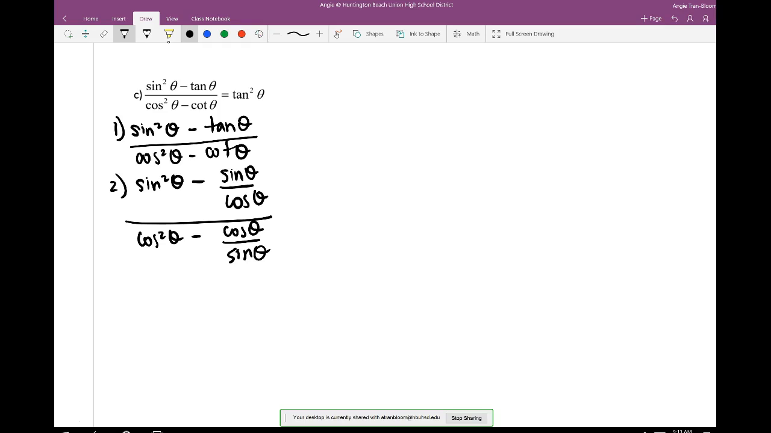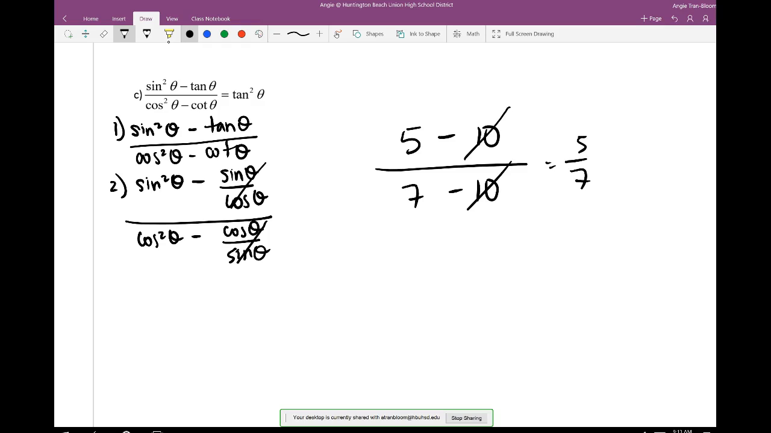Maddie? Good question. Can I go like this? You mean like that? Yes. Good question. Can I do that? Okay, so let me ask you this. 5 minus 10 over, let's say, 7 minus 10. Is that right? Okay. I mean, remember, it's good to bring it up so we can avoid it. So you can't do that. Now what?